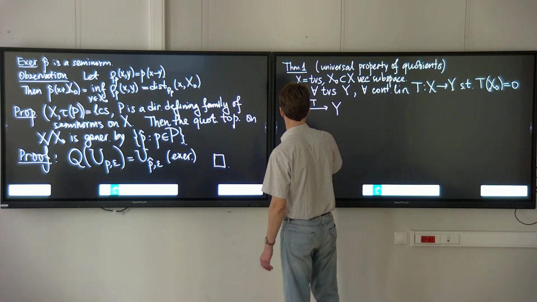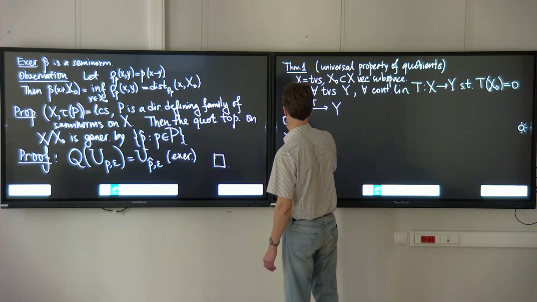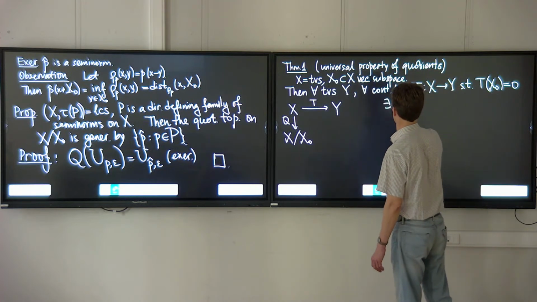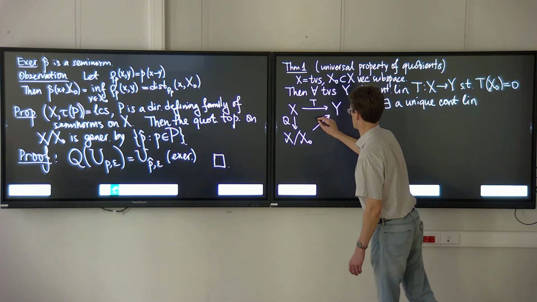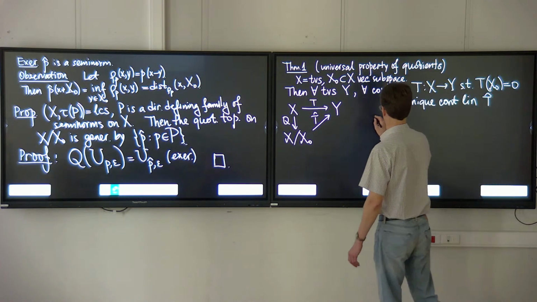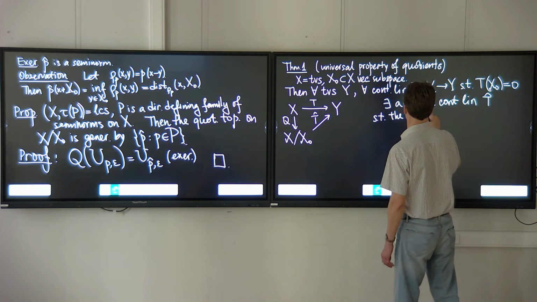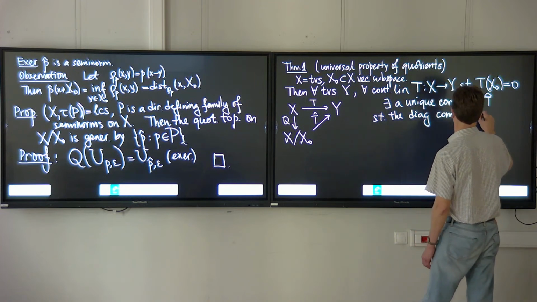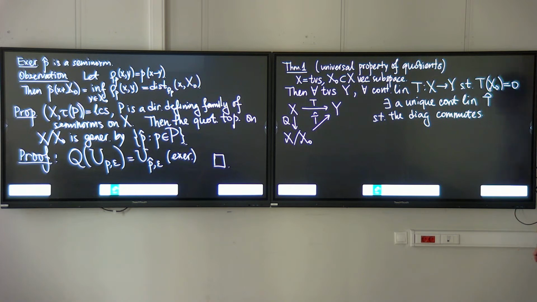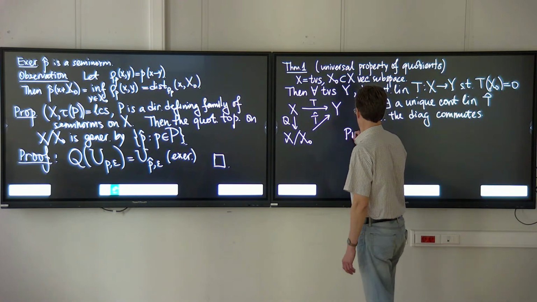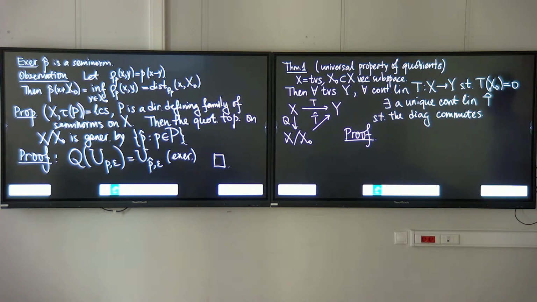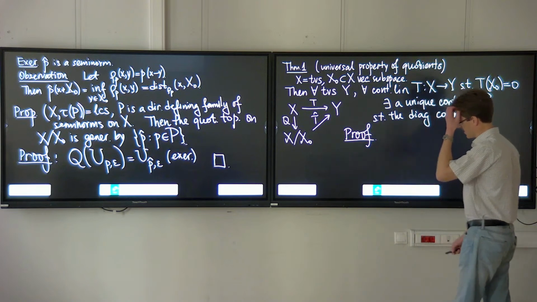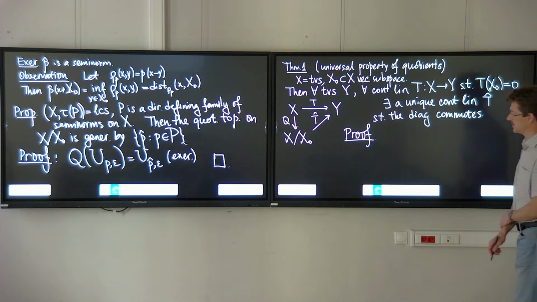This is T. This is the quotient of X modulo X0, Q. So for every such T, there exists a unique continuous linear map T hat such that the diagram commutes. So every T that vanishes at X0 factorizes through the quotient. Well, actually there is almost nothing to prove here, because the existence and the uniqueness of such a linear map T hat, I'm assuming this is known from your linear algebra course. The only point which has to be proved here is the continuity of T hat.